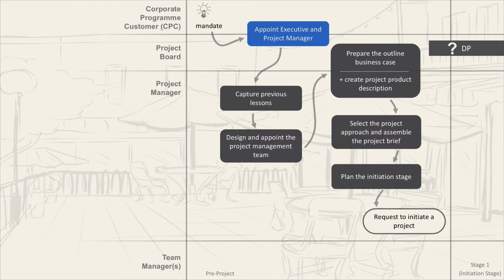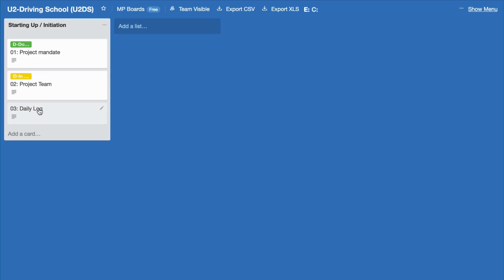The first actual document that the project manager will create is in this activity here, Appoint Executive and Project Manager, and that document is a daily log. So I've already added a daily log here, just to give you an idea.